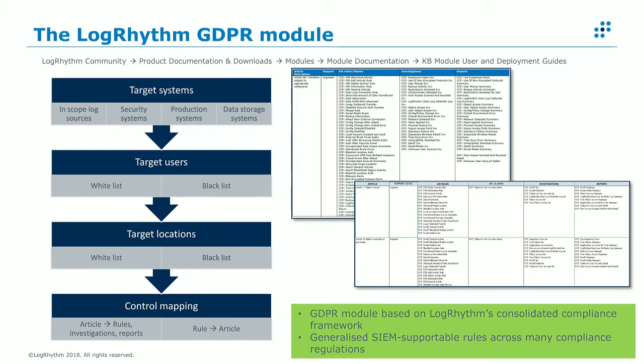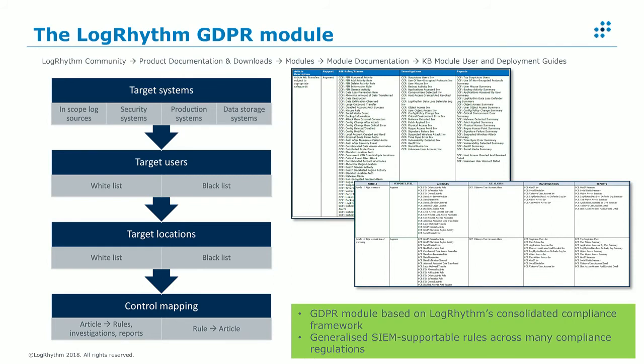When you deploy this module, the first thing you do, just like you do with GDPR, is identify all your target systems. What are the in-scope log sources that are going to either have PII or relate to PII that we need to monitor? What security systems are doing that monitoring? What production systems, what Windows servers, what Linux servers, databases do we need to look at? And then what data storage systems, whether it's a database or a file system or some other location where PII might be stored. That audit has to be in place. Then we look at the users. We can potentially whitelist or blacklist users. We can look at locations: where should data be accessed from, or where should it not be accessed from?